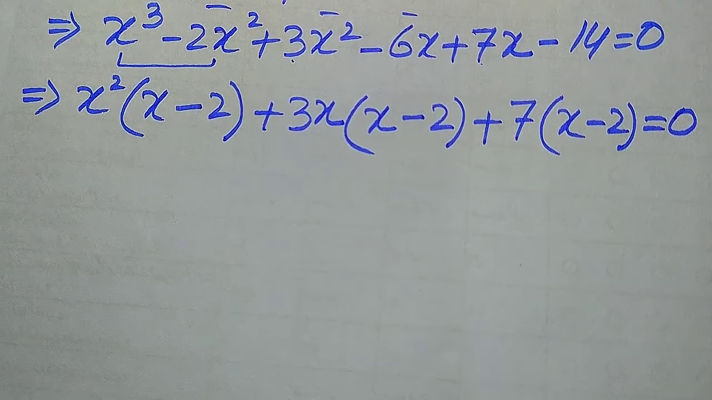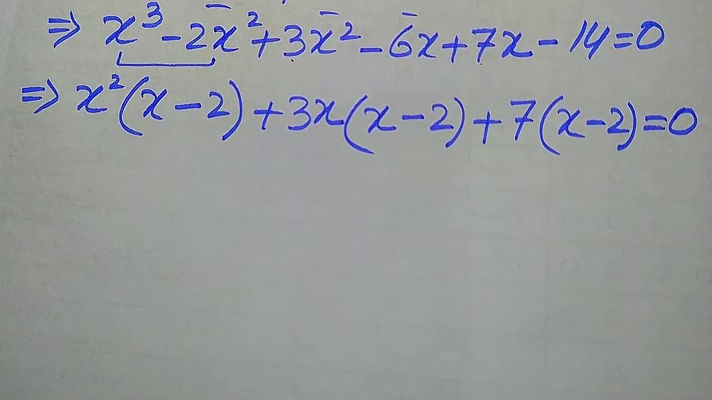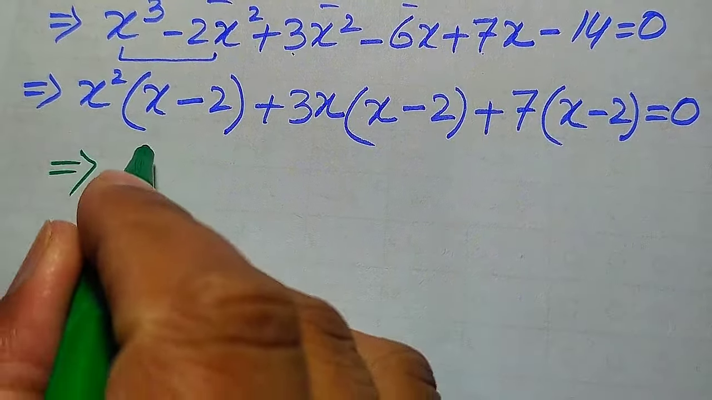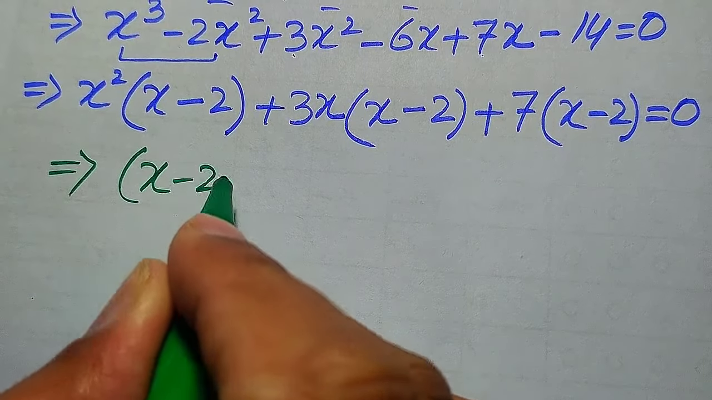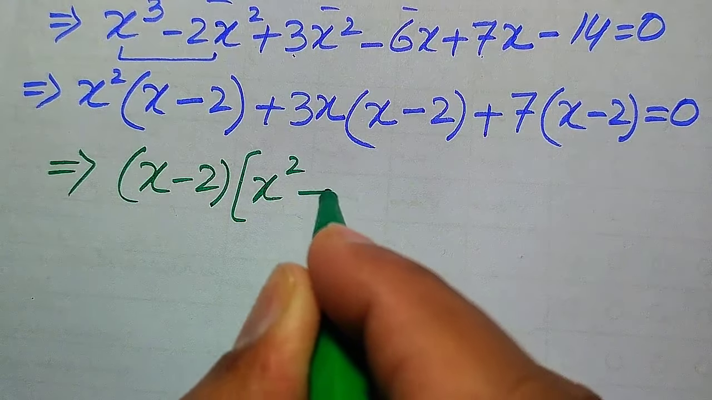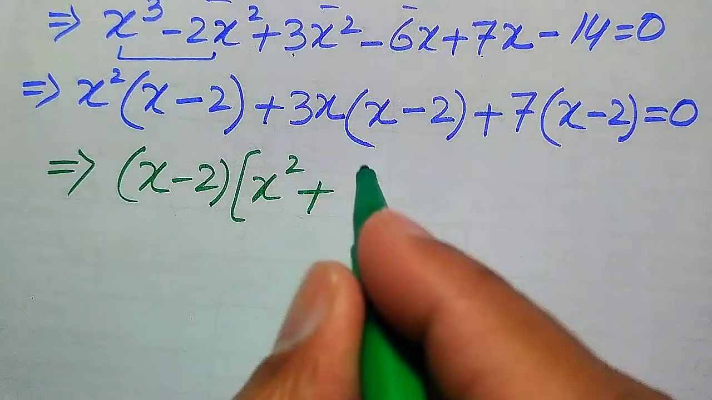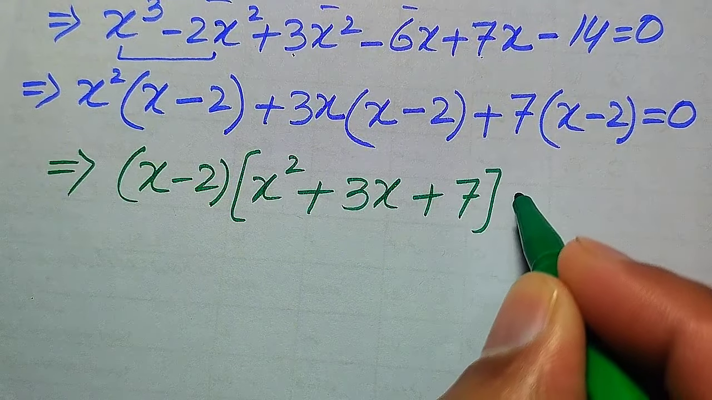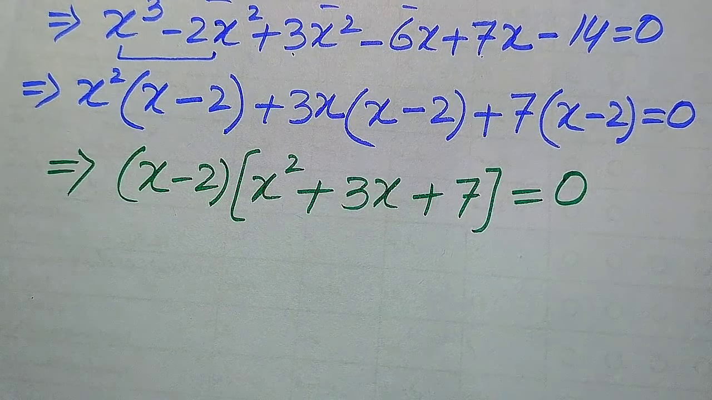And now you see here each of these terms involves x minus 2, so here we take common x minus 2 from all of these values. So after taking common x minus 2, we get the remaining values: x minus 2 times, here we get x squared, plus when you take common x minus 2 from here we get 3x, and plus here we get 7 only, and this whole equation is equal to 0.